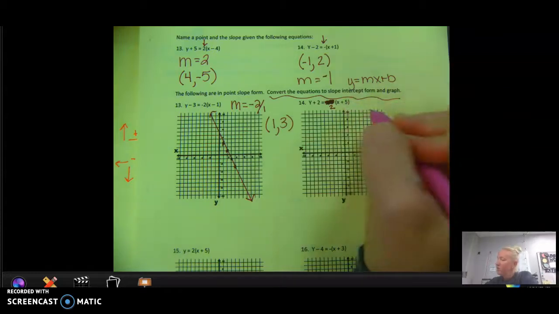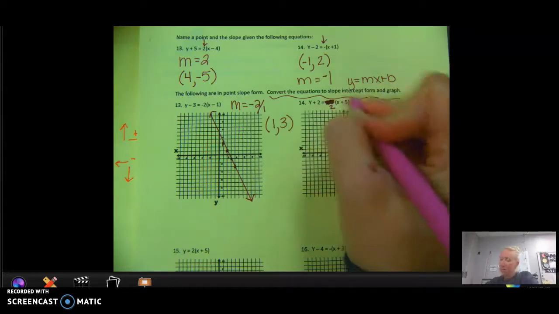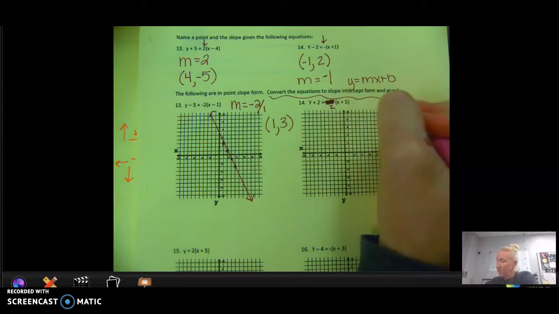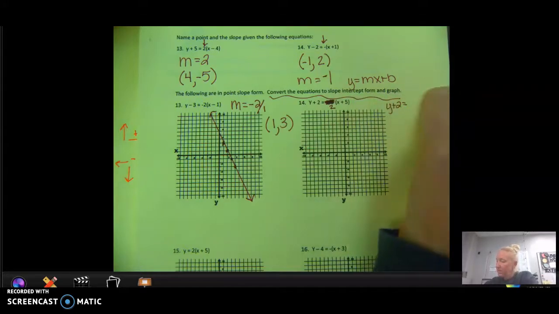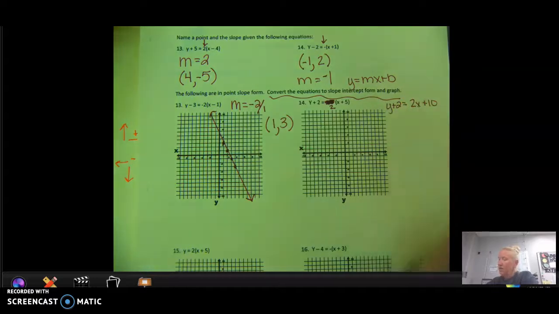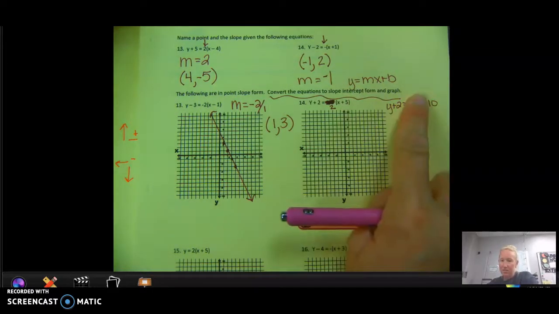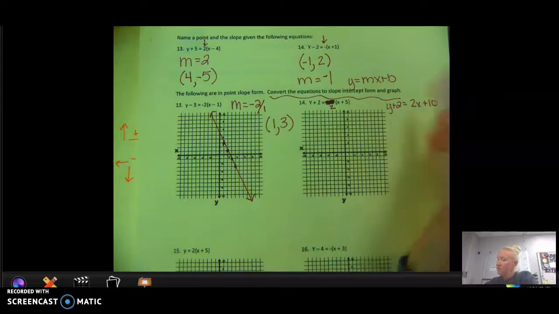The first thing you're going to do is distribute that, because we're going to do order of operations. So we're going to distribute the 2. So I get y plus 2 equals 2 times x is 2x, 2 times 5 is plus 5. Our goal is to get y by itself on the left-hand side and everything else to the right-hand side. So I'm going to start moving stuff. If I want to get y by itself, I'm going to move this positive 2. To move it to the other side, across that brick wall, I'm going to subtract 2 from both sides.